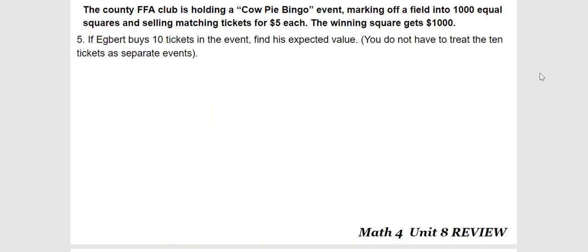Cow pie bingo. I've been looking forward to this one. 1,000 equal squares, $5 a piece. Winner gets 1,000. Egbert decides to buy 10 tickets. Find his expected value. And so basically he either wins or he loses. If he wins, let's see now, that is 10 out of 1,000, which would look like this as a decimal. And that means that 990 out of 1,000 would be his chances of losing, which is going to look like that.